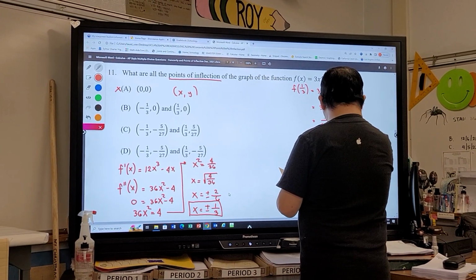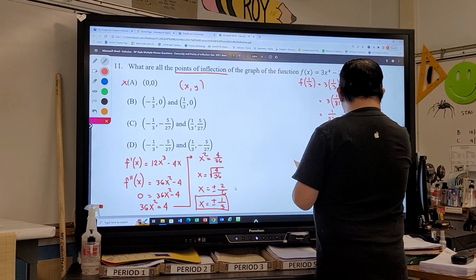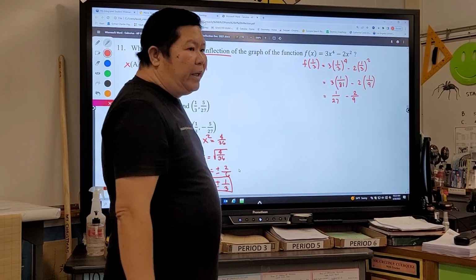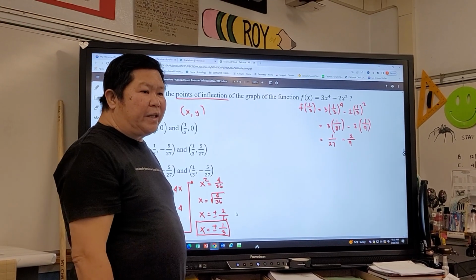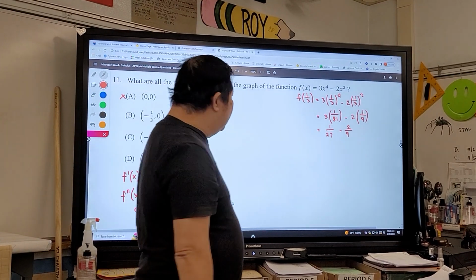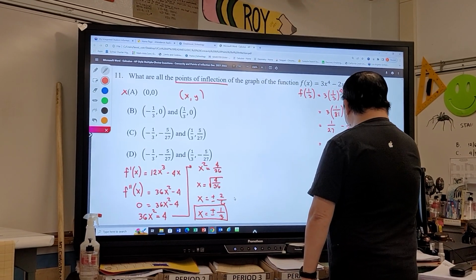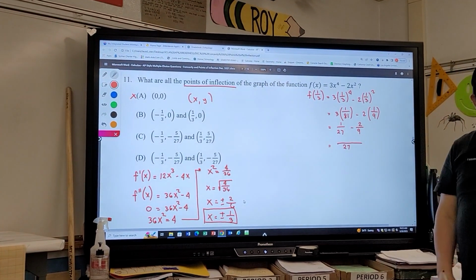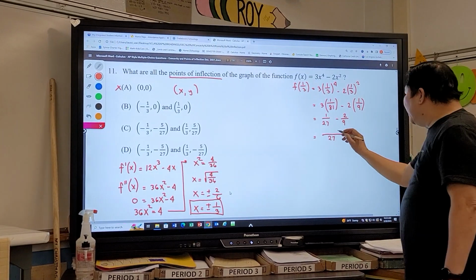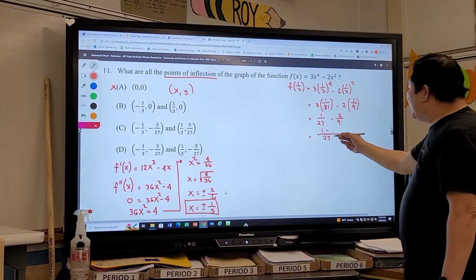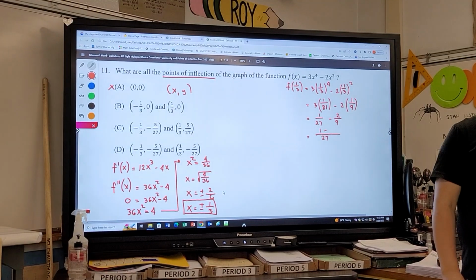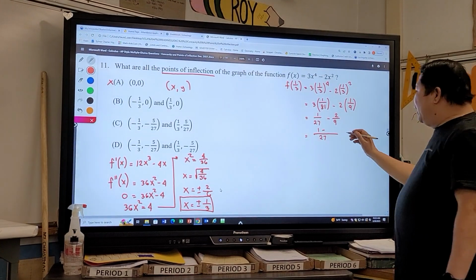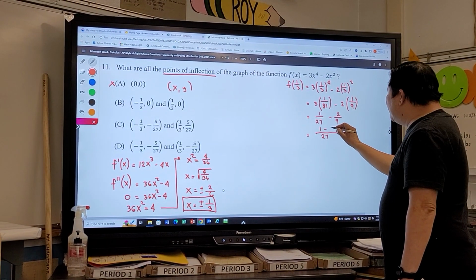So 1/27 minus 2/9. Okay, what do we do now? Take the LCD. What's the LCD, guys? 27. Okay, I'll do it here. So 27 divided by 27 is 1 times the numerator 1 is 1, minus 27 divided by 9, 3. Then times the numerator 2. So 3 times 2 is 6.